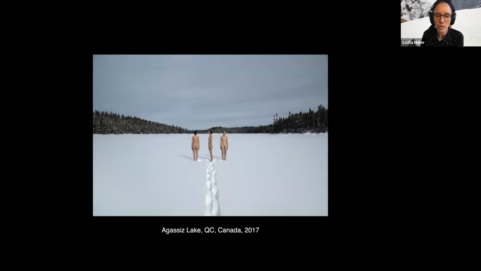Here, this was in Canada. Well, the lake is frozen, but yes, I'm on that lake, Agassiz Lake.